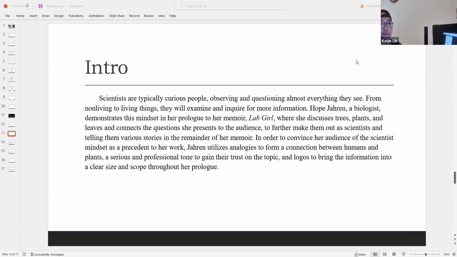So far, they're loading up this first sentence very, very well. They further say, from non-living to living things, they will examine and inquire for more information. I don't know if you guys realize how smart this sentence is. It seems really basic, but they mention non-living and living things and how all this fits into the criteria of science, right?